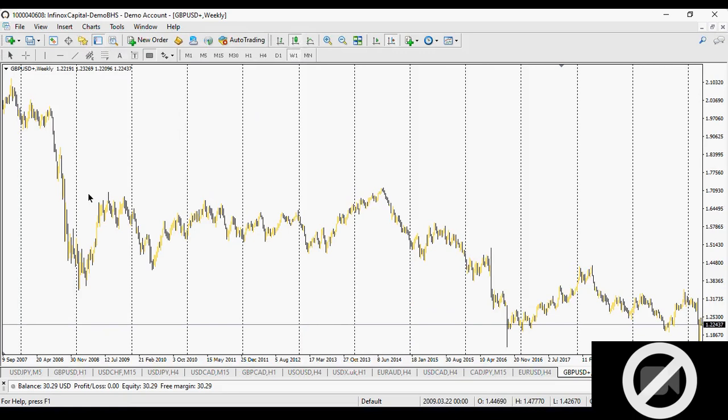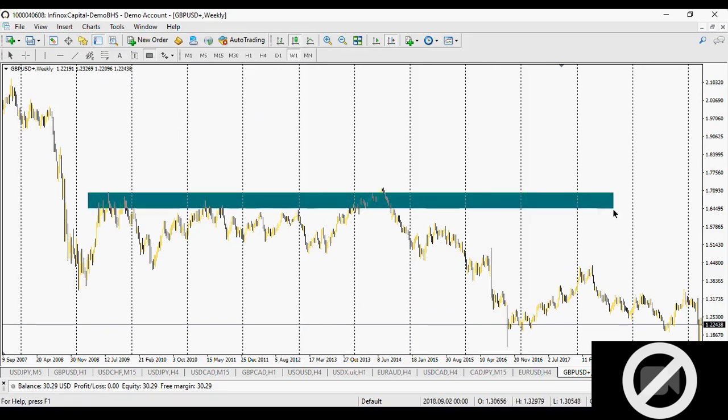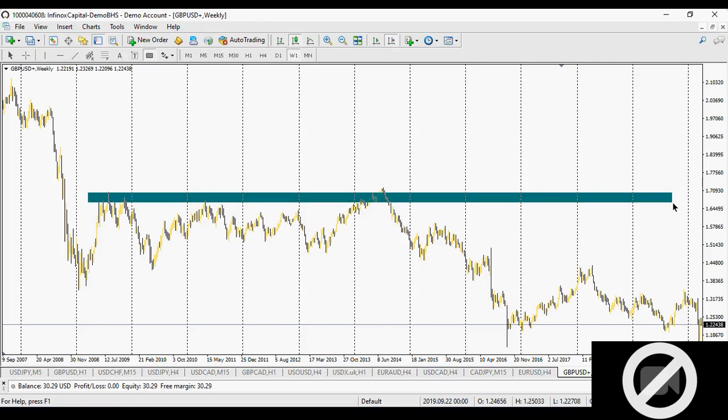Now I want you to type in the chat box. What kind of area is this? Support or resistance? Type in the chat box. This area here, what is it? Support or resistance? Put in the chat box. Beautiful. That's a resistance area. Market goes to high points and then it's being pushed downside. Okay. Now, what of this area?